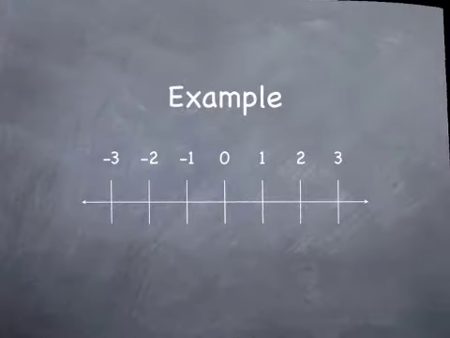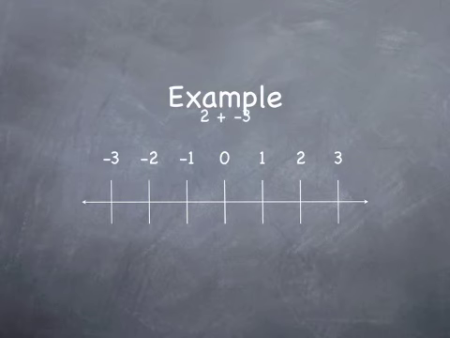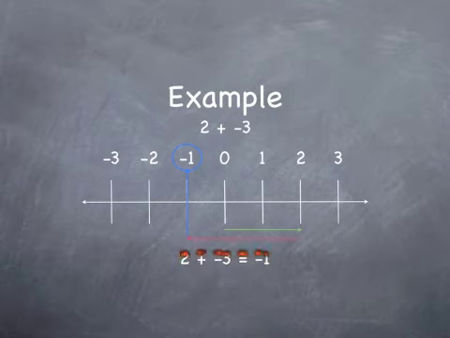So let's take a look at an example. If I have 2 plus negative 3, well, I always start at 0. Since my first number is positive 2, I have an arrow that goes to the right, 2. Now I start at 2, and since my next number is negative 3, I have an arrow that goes to the left, 3. The number directly above that is a negative 1, so I can see 2 plus negative 3 equals negative 1.